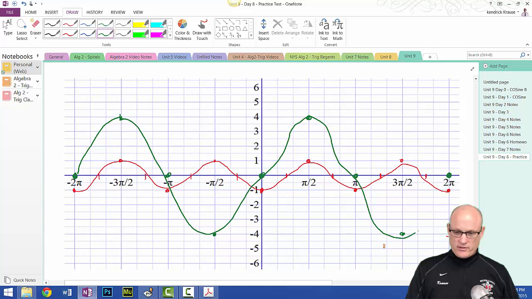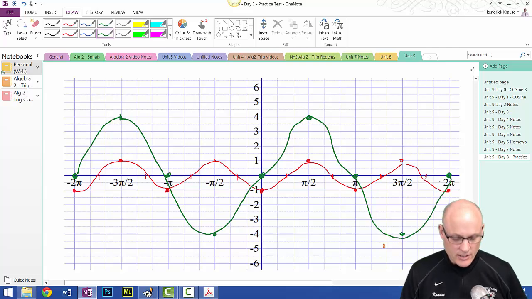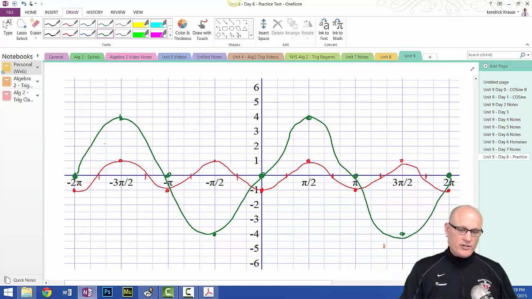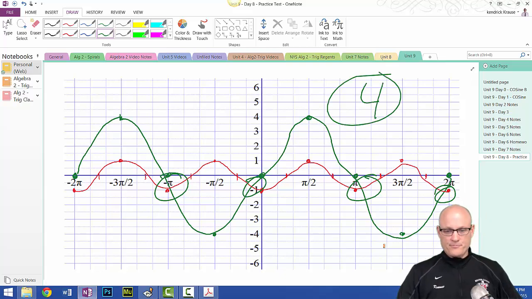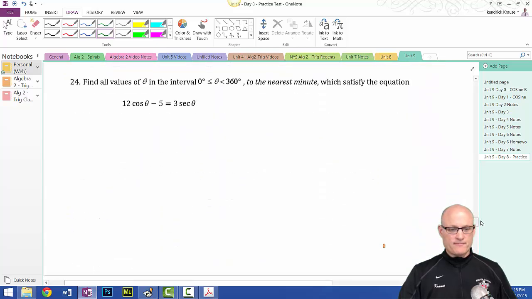On this thing, it's almost impossible to hit those points. Anybody turn in something like that and you are in trouble. How many times did it hit? Once, twice, 3 times, and it hits 4 times. So the answer to this question is 4. And the way my pen's acting, it's even worse. All right, let's move on.